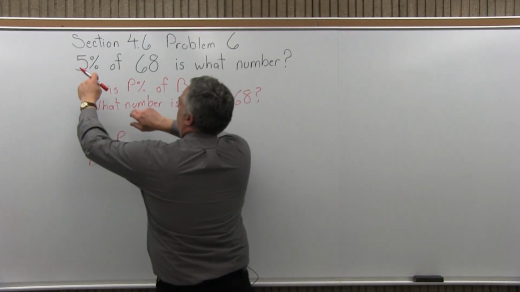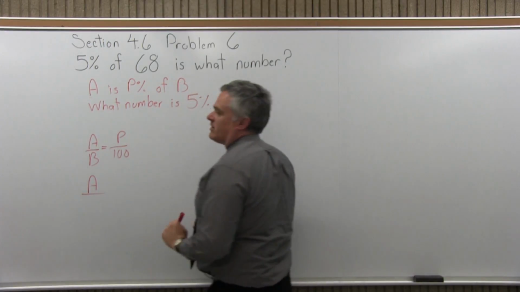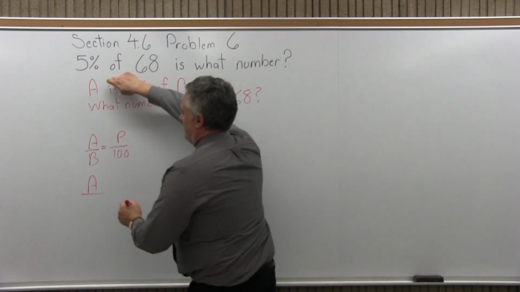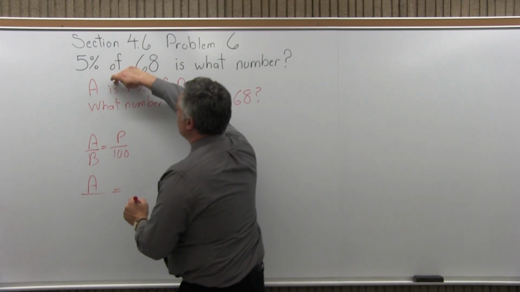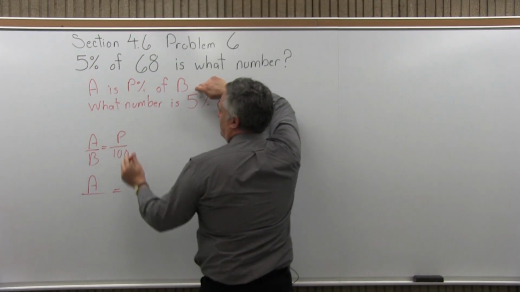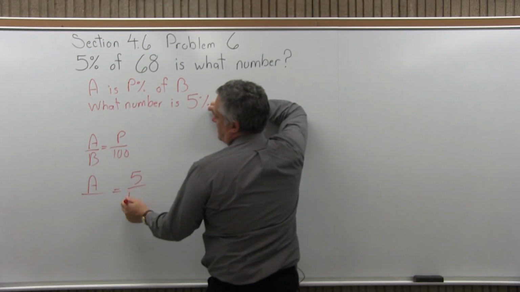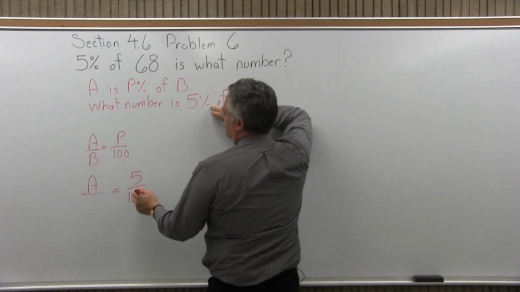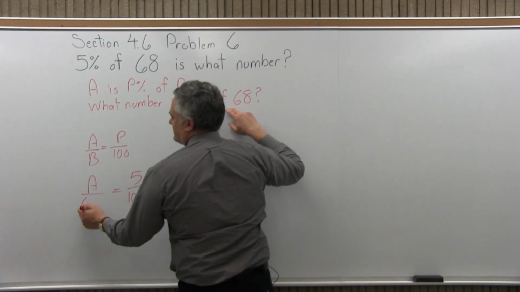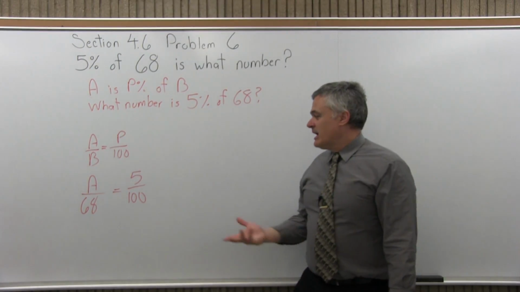So what number comes first? That's the A, that's the unknown. I will leave it as a variable, as an A. Then it's the equals. P%, so my percent is 5. And when you say percent, that's automatically 100 for all these proportions, then "of", and the 68 comes under the A. So now what we have is an equation.